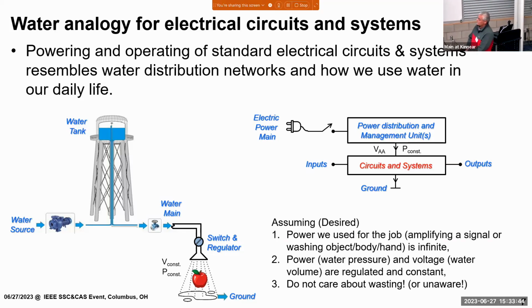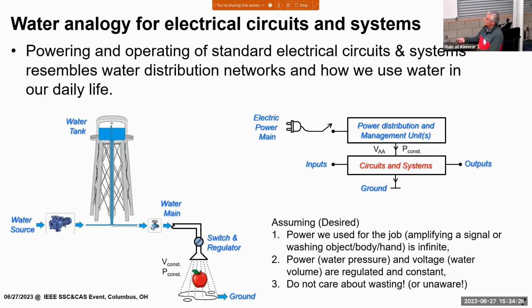So there are certain assumptions or desires that we have for our system: the power is unlimited. In most situations, we assume that power is somewhere, okay, and somehow managed and distributed, and we always have that main voltage constant. In reality, it is not, but the power and the voltage are regulated and provided to our systems, and our systems and circuits are going to process that input signal, generating the output.